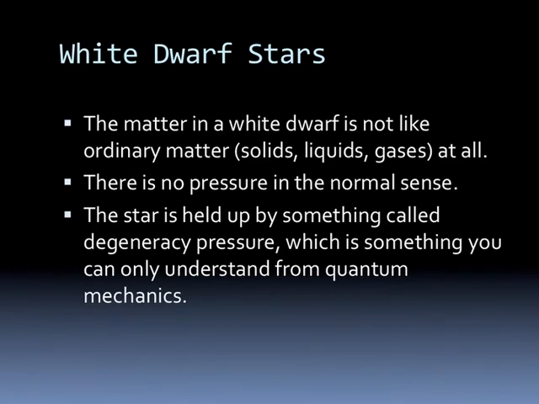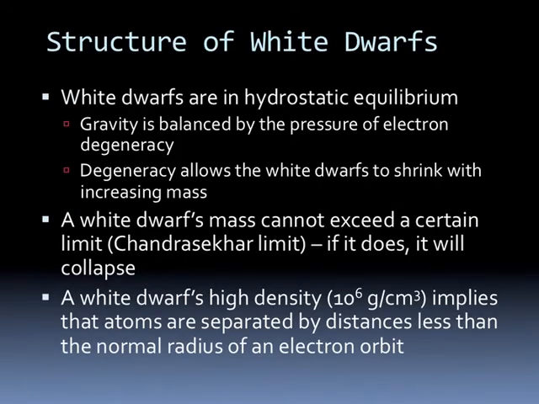Now the matter in a white dwarf star is not like ordinary matter. It's not solids, liquids, or gases. In fact, there's no pressure in the normal sense. The star is held up by something called degeneracy pressure, which is something you can only understand from quantum mechanics. White dwarf stars are in hydrostatic equilibrium. Gravity is now balanced by electron degeneracy. Essentially, I can't get the electrons too close together.